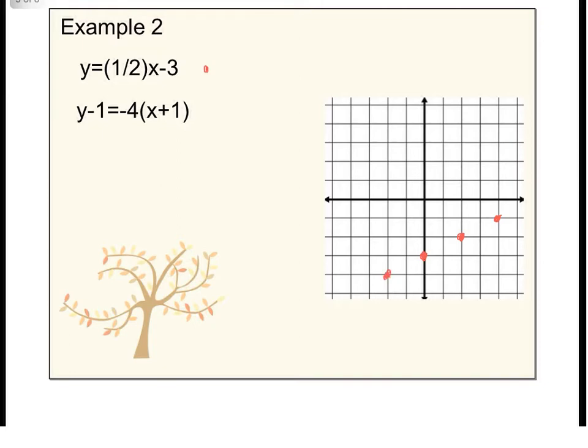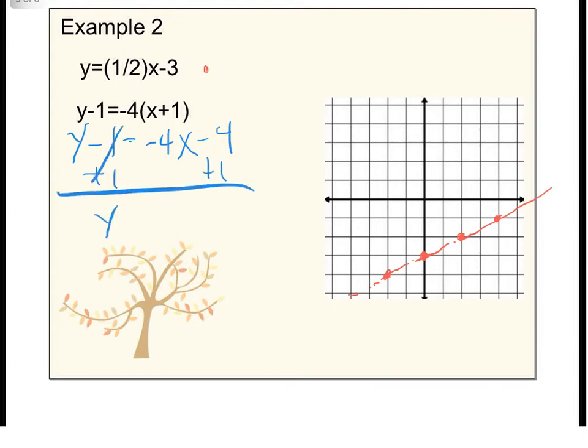If you guys are doing this on paper, it's kind of nice because you can use a ruler or some sort of straight edge to get your line drawn. For this one, let's distribute that negative 4. So we have negative 4x minus 4, and I'm going to add 1. So y is equal to negative 4x plus 3. Now I can graph this one, see where it matches up.